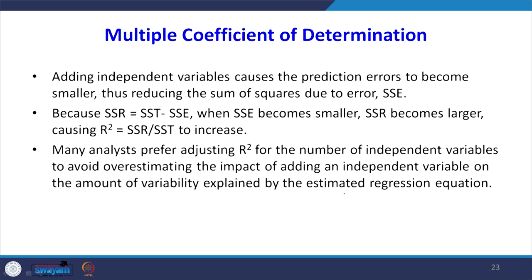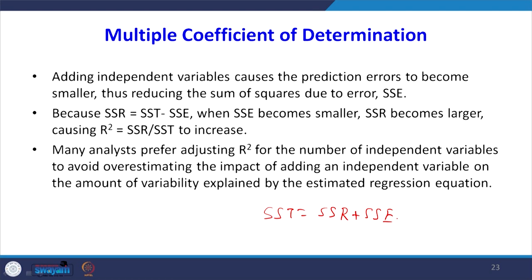Now we will go to another concept, adjusted R square. What is the purpose of adjusted R square? Adding independent variables causes the prediction errors to become smaller. So we know that SST equals SSR plus SSE.